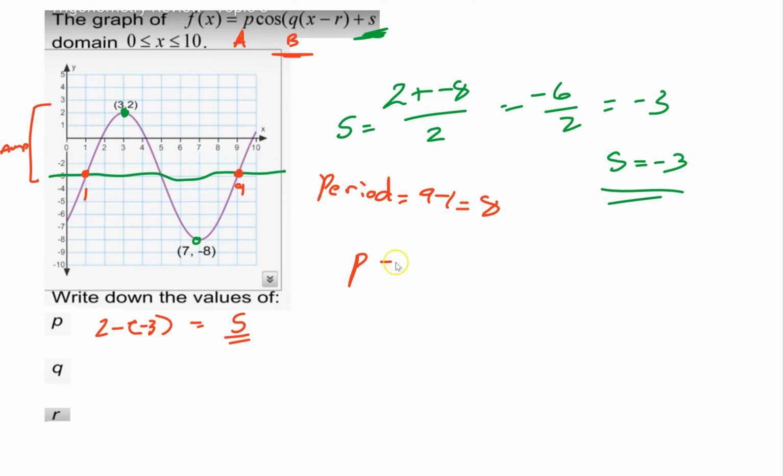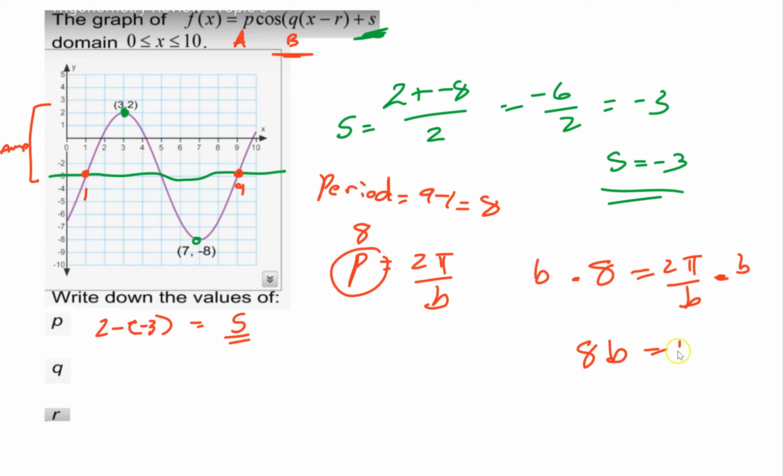Remember, the idea is period equals 2 pi over B. The period is 8, so I have 8 equals 2 pi over b. I still have to find b, so we cross multiply both sides by b. 8b equals 2 pi, divide by 8. B equals, reduce it, pi over 4. So that's mine right here, pi over 4.